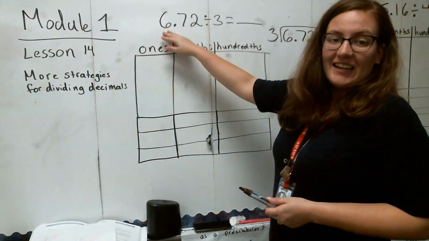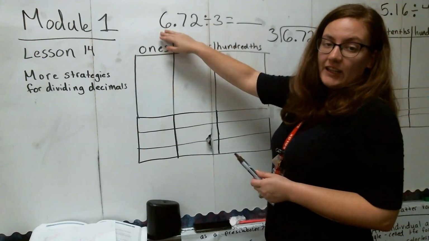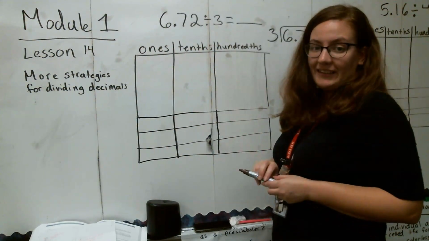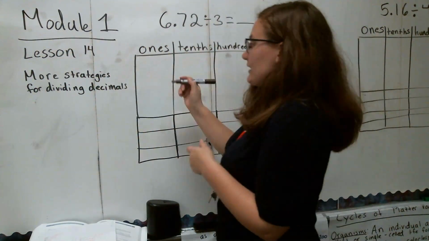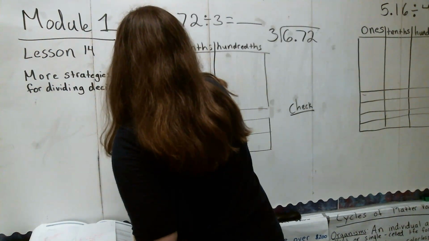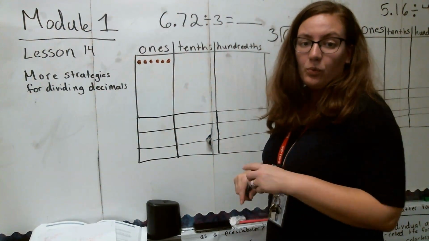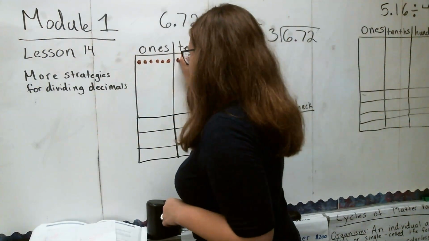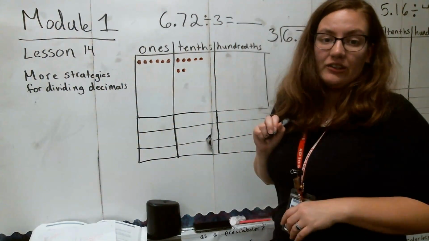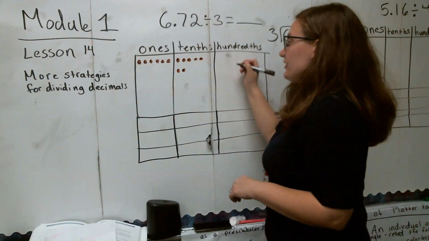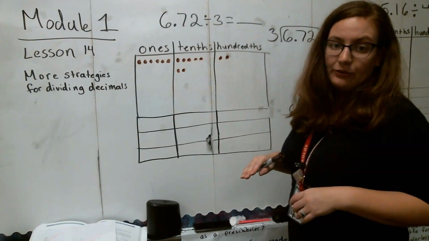First, I have this number 6 and 72/100 divided by 3. I'm going to show what 6 and 72/100 looks like with place value discs and my place value charts. So for example, I have 6 in my ones place, so I will draw 6 place value discs right here to show that I have 6 ones. Then I have 7 tenths, so I draw out 7 tenths. 5, 6, 7, so I use 7 dots right there. And finally, I have 2 hundredths. So in your own place value chart, you should have these dots right now.